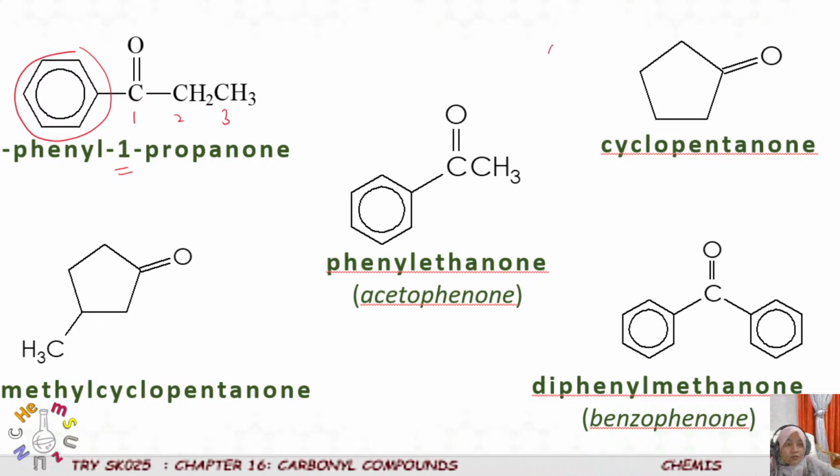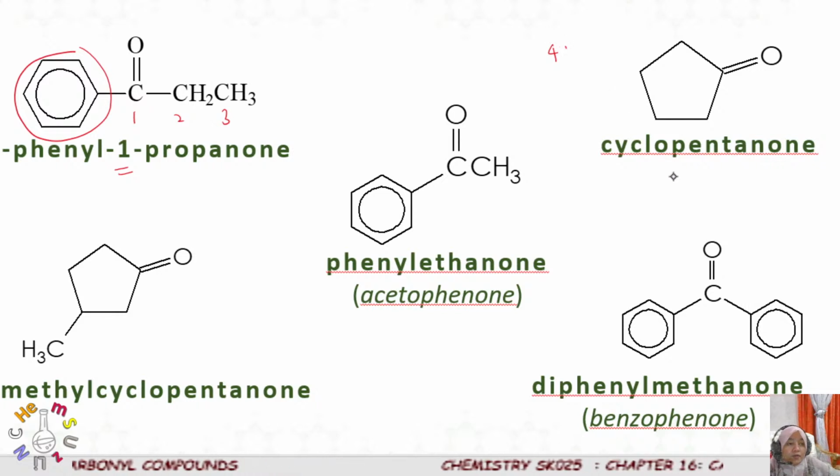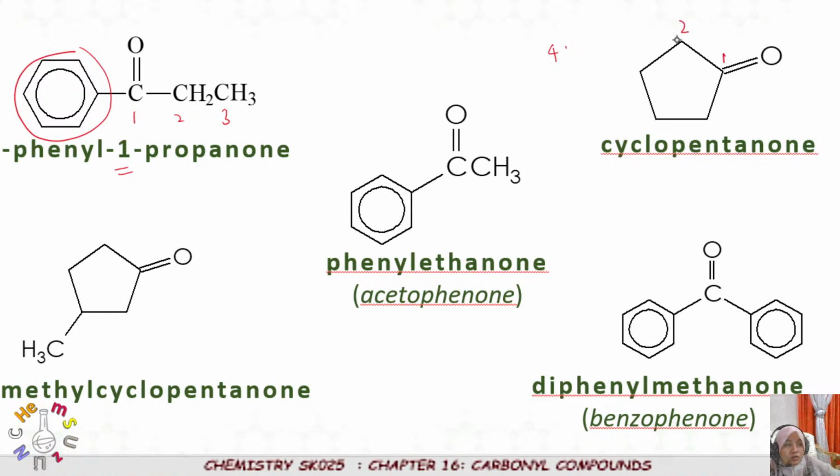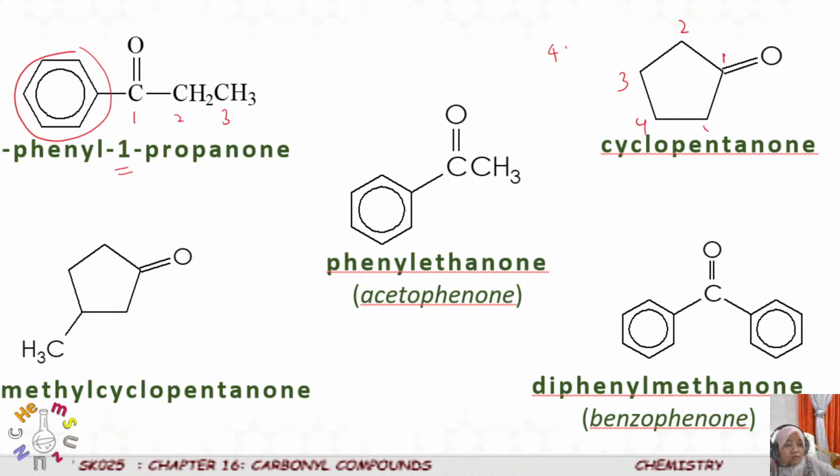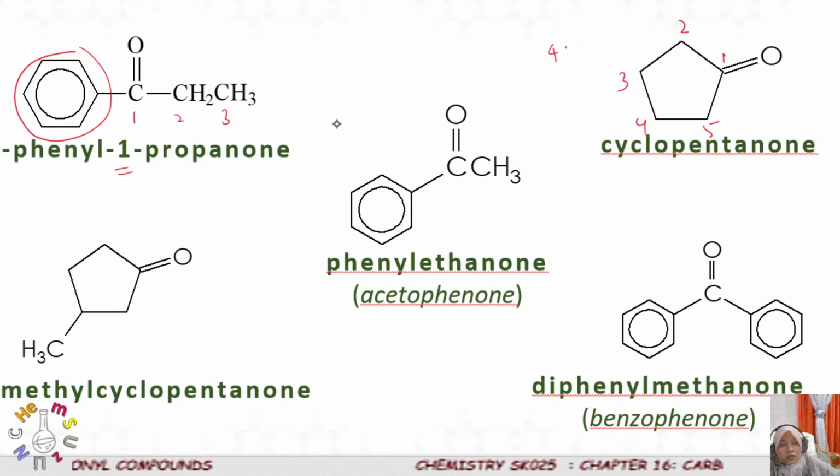Number 4. If you look at this one, we have a cyclic compound directly attached with the double bond O. When the ring is directly attached to the double bond O, we name this cyclopentanone, because we have 5 carbons: 1, 2, 3, 4, 5. So cyclopentanone.